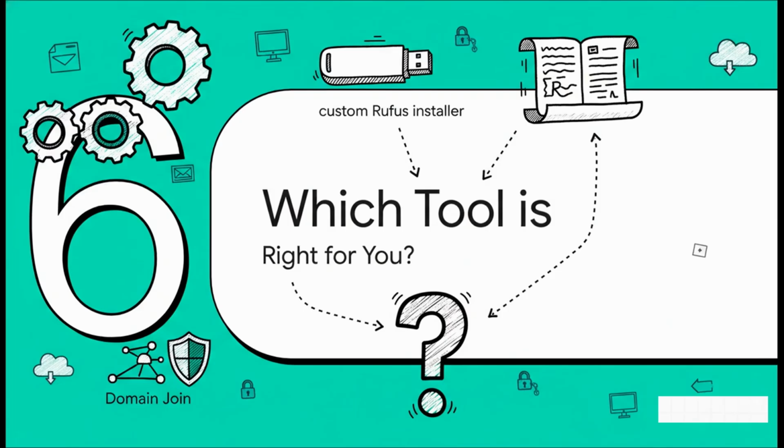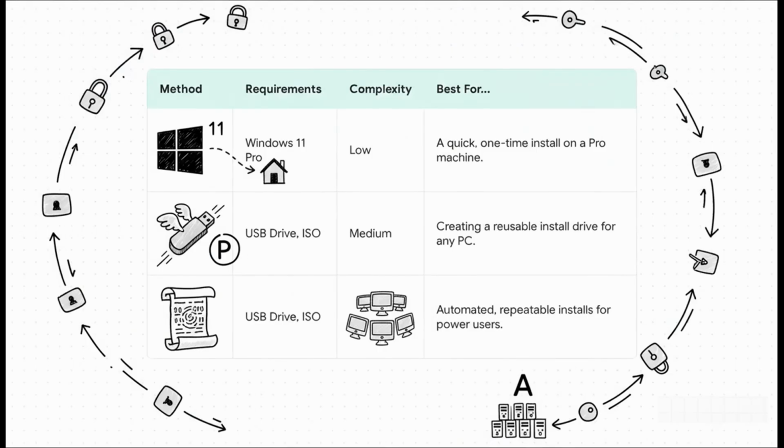Okay, so we've just covered 3 very different, very powerful tools: the domain join trick, the custom Rufus installer, and the automated XML script. So the big question is, how do you decide which one is the right tool for your specific job? This table gives us a great side-by-side comparison.